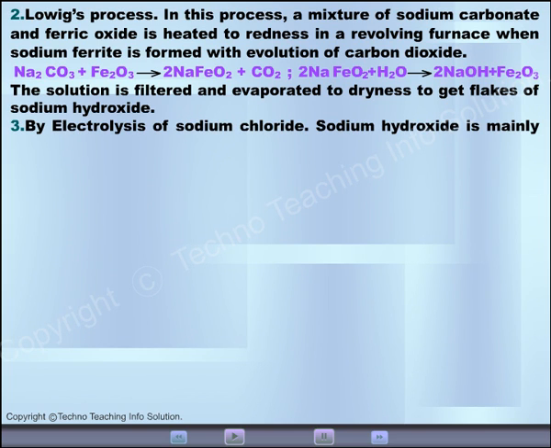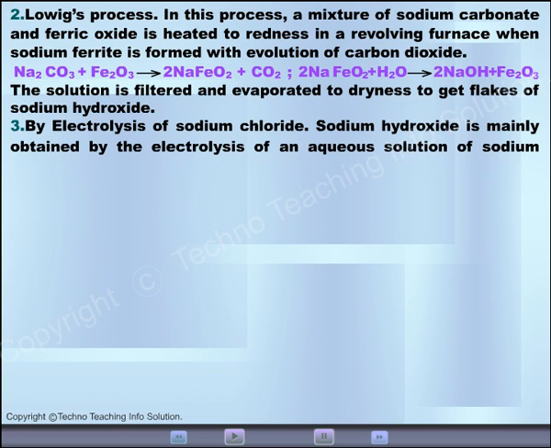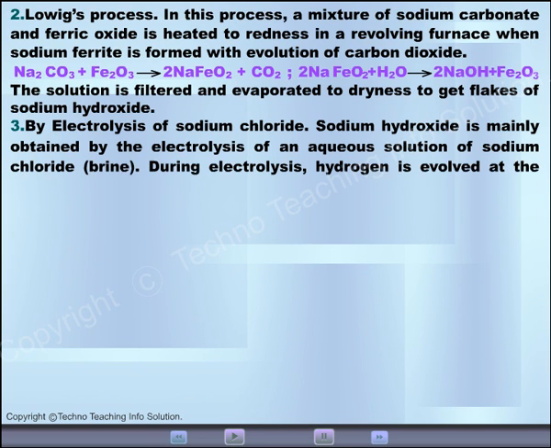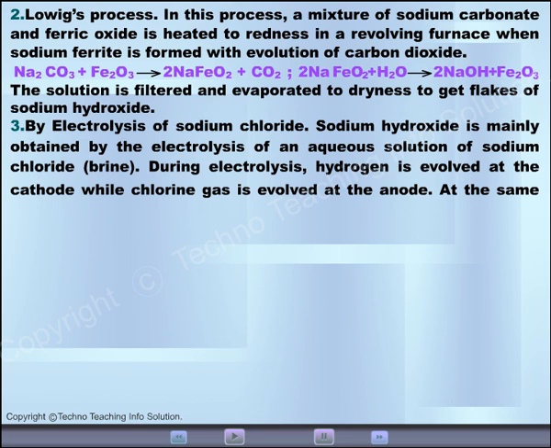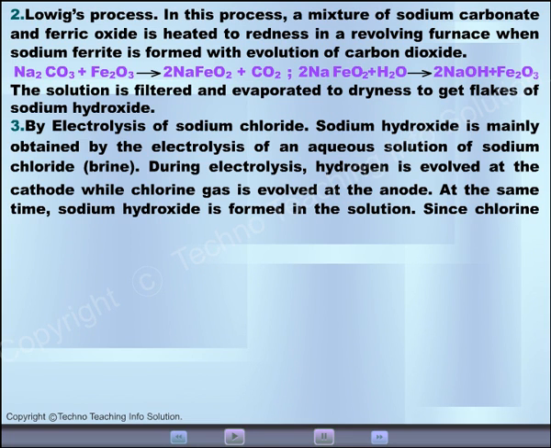Third, by electrolysis of sodium chloride. Sodium hydroxide is mainly obtained by the electrolysis of an aqueous solution of sodium chloride or brine. During electrolysis, hydrogen is evolved at the cathode while chlorine gas is evolved at the anode. At the same time, sodium hydroxide is formed in the solution.